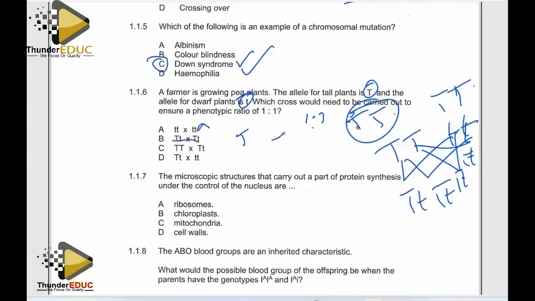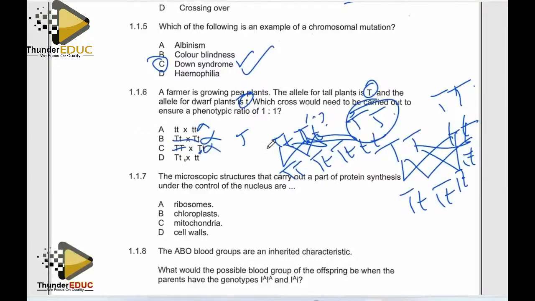If I cross this, I'm going to get a ratio of 3:1. So check. It's going to be capital T, capital T, small t, capital T, small t, and then small t. So this one is also out. Even this one is going to be the same because I have a capital letter here. It's out. What about this?